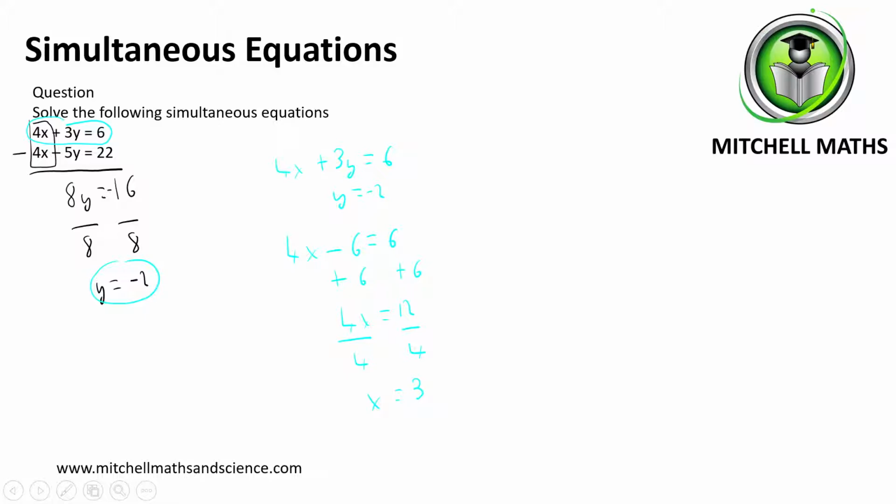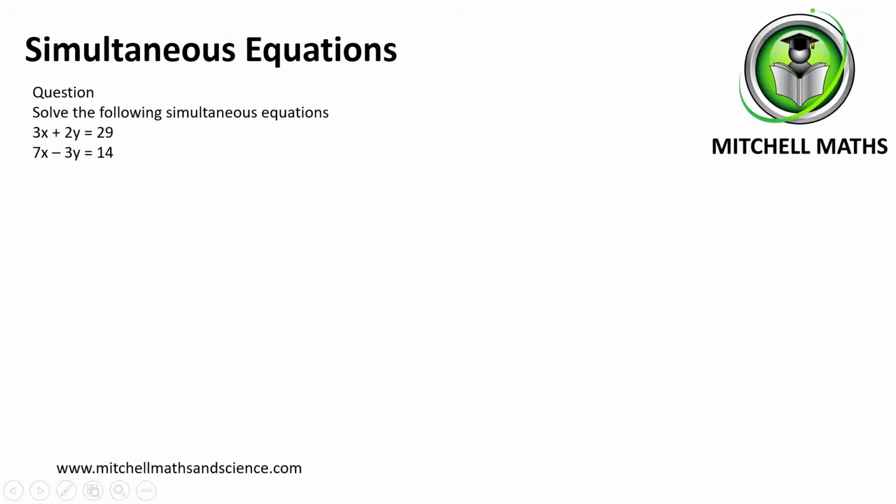In the next equation, it's a little bit harder because, as you can see, both the x's and the y's are different. What that means is I'm going to need to either multiply one equation or both equations by something in order to make either the x's or the y's the same. Well, I think that 2y and 3y will probably be easier to make the same than 3x and 7x. Therefore, I'll have a look at these.